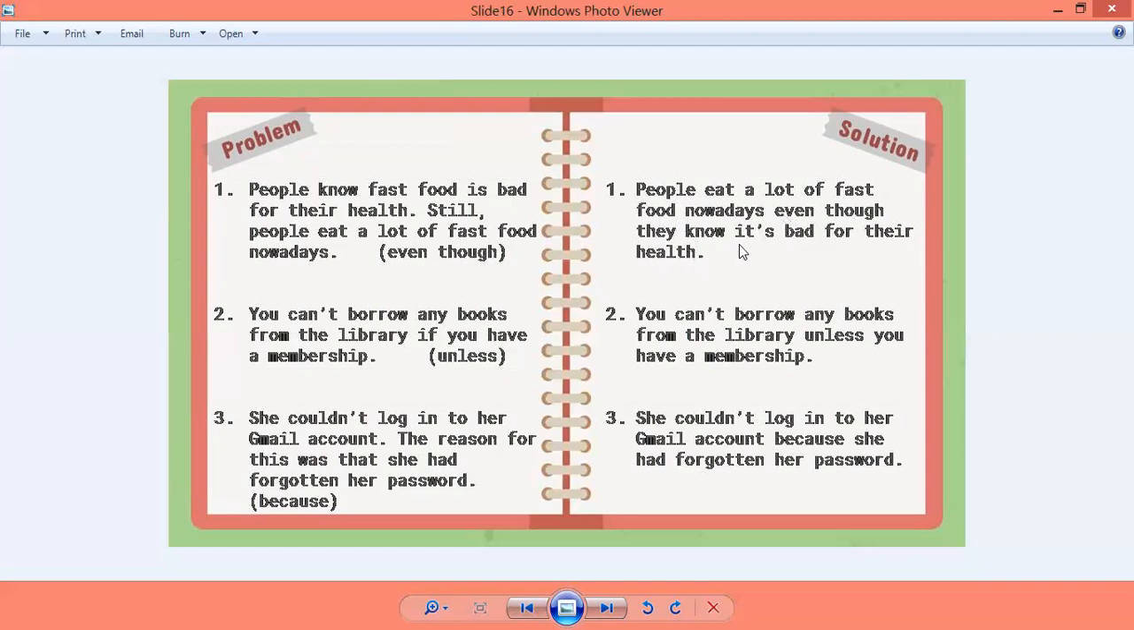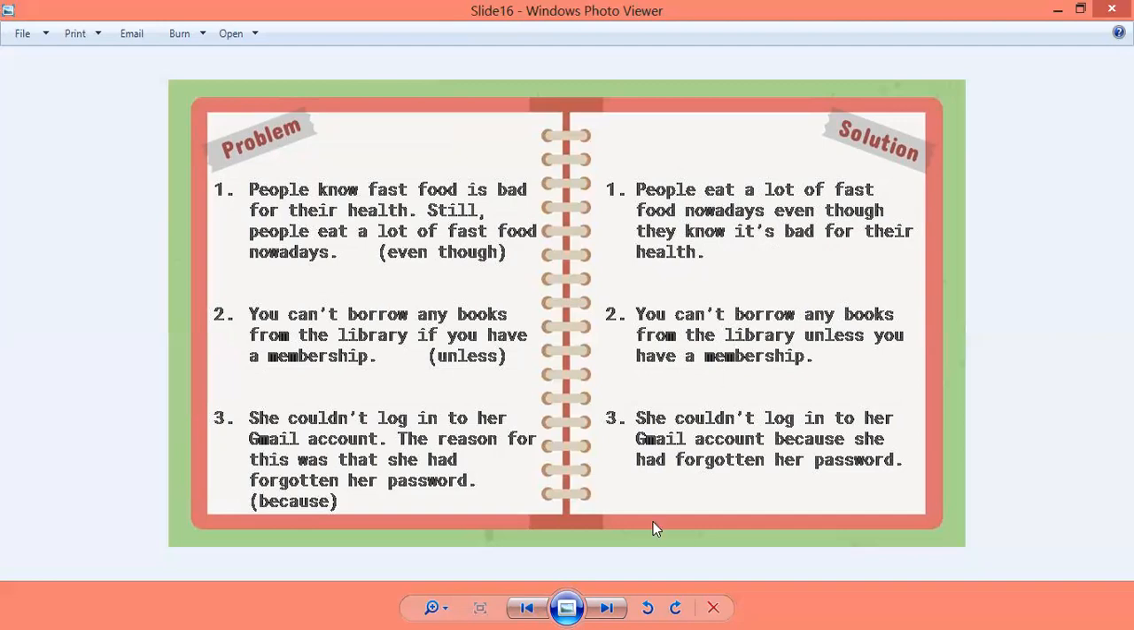यहाँ पे हमने comma क्यों नहीं लगाया हुआ है? Because the independent clause is at first. और जब independent clause पहले आता है तभी हम comma नहीं लगाते. अगर ये even though they know it's bad for their health हम लोग पहले लगाते हैं, which is dependent clause, तो health के बाद comma आता और people eat a lot of fast food nowadays बाद में आता. I hope that is clear. Now, what you can do is you can just pause the video and refer to second and third.